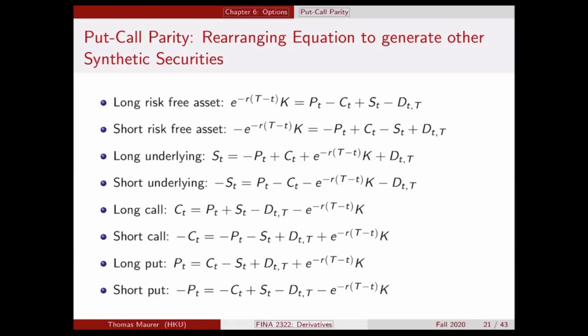You could, on the other side, also replicate the long position in an underlying asset, the short position in an underlying, or you can replicate either long or short position in the call, or long or short position in the put, just by rearranging this initial equation, solving for all these different values, either underlying asset, call price, or put price. So all these different formulas, even though it looks a little bit scary at first sight, it's just rewriting this first equation and solving for different variables.